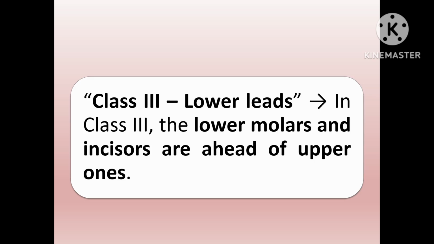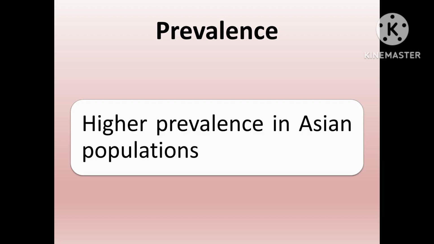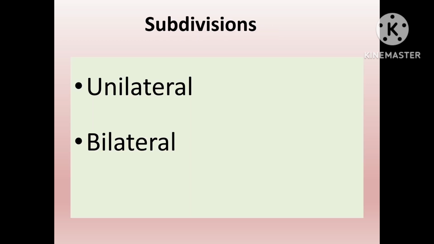So coming to the prevalence of class 3 malocclusion, it is the least common of all the malocclusions, constituting around 5 to 10% of the population. It is more prevalent in the Asian population when we compare it with the Caucasians. Class 3 malocclusion can be divided as the class 3 subdivision when class 3 molar relationship is present on one side and the other side is in class 1.